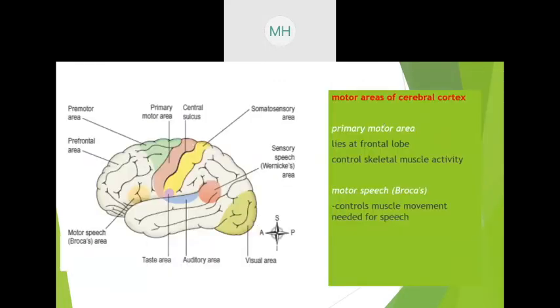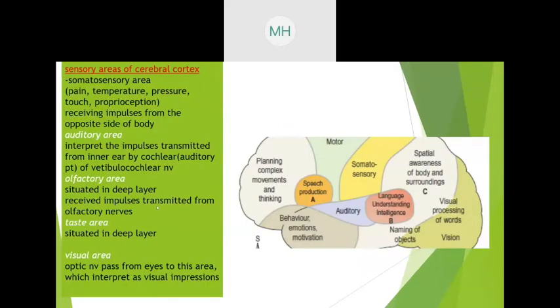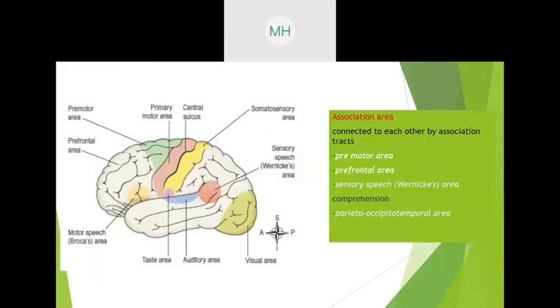Primary motor area lies at the frontal lobe. It controls skeletal muscle activity. And motor speech Broca area controls muscle movement needed for speech. And this is a sensory area of cerebral cortex. There is an auditory area, olfactory area, taste area, and visual area.